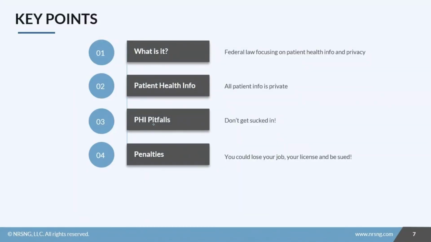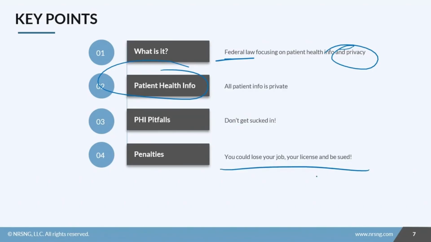HIPAA is no joke. So let's recap on some key points about HIPAA. Remember, it's a federal law, and it protects the health information of patients, and it is private. Always do everything in your power to protect your patient's information. So shred papers if you're not required to be a part of a chart. Don't talk to people that don't need to know about the patient, and don't post on social media. Also, don't share in public places. Lastly, you could lose your job, lose your license, and be sued. So be smart with patient information.